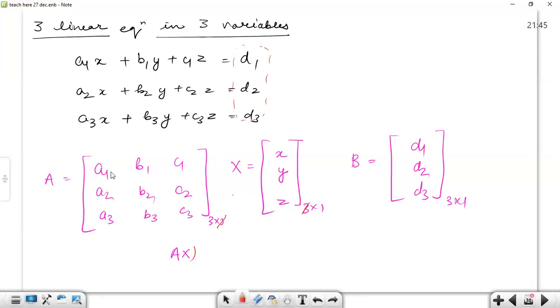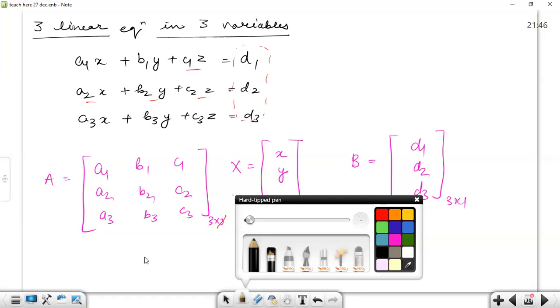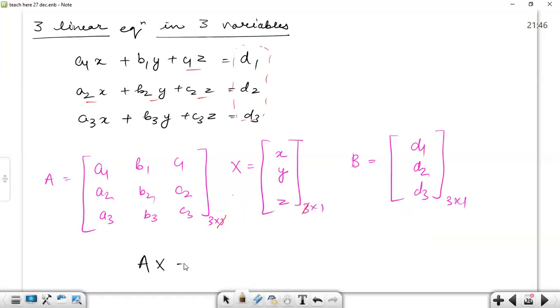Now, if we smartly multiply the first row with the first column, it becomes a1x plus b1y plus c1z. Now, there's no other column to get multiplied with. Moving on to the next row: a2x plus b2y plus c2z. So when we multiply A and X, that becomes the left hand side of these three equations. So we may write this is equal to B.